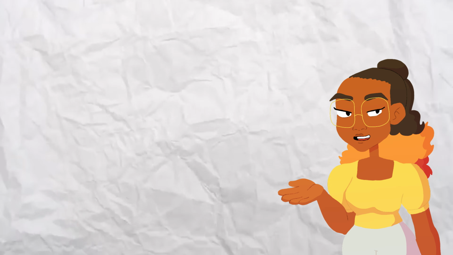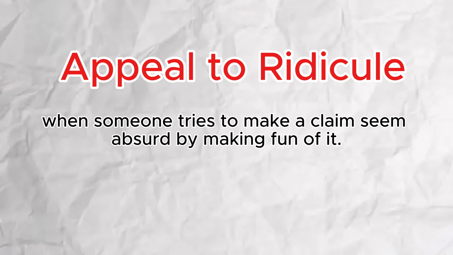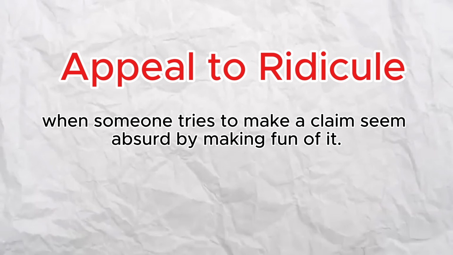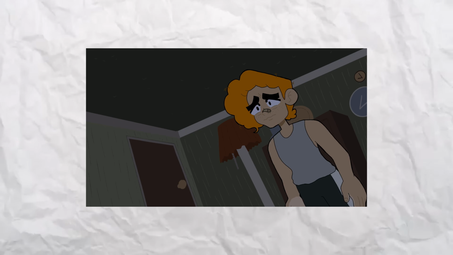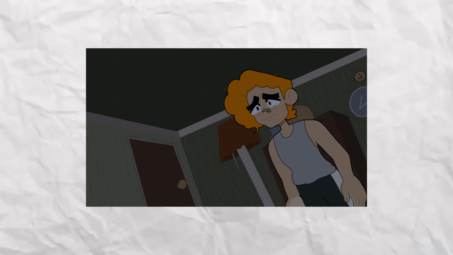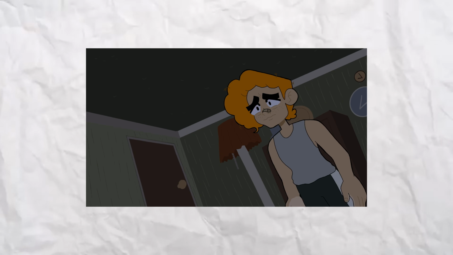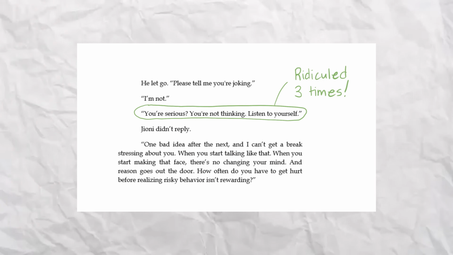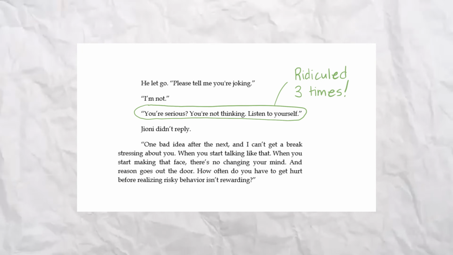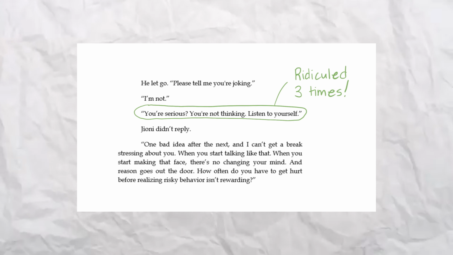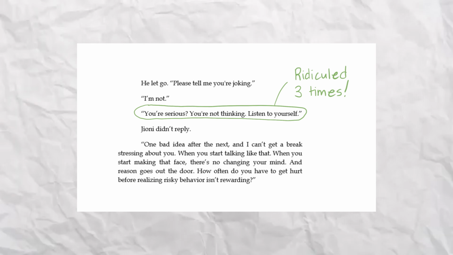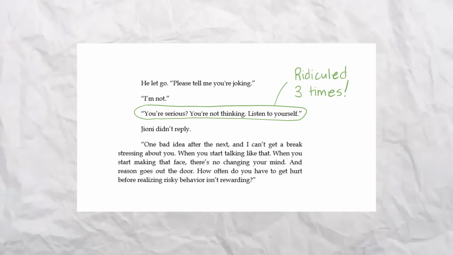Let's define appeal to ridicule. This happens when someone tries to make a claim seem absurd by making fun of it. Instead of trying to explain why running away isn't a good idea, he instead spends his time making fun of it with these statements. Statements like, "Are you serious? You're not thinking. Listen to yourself." By implying that Gioni sounds absurd, it's a tactic to make her stop, and it works. She stops talking, which leads him to continue.